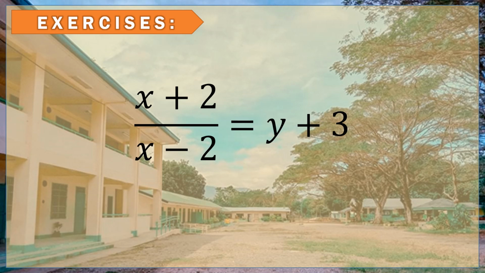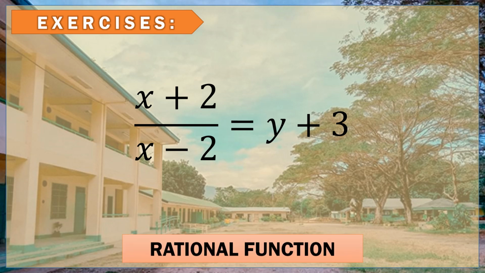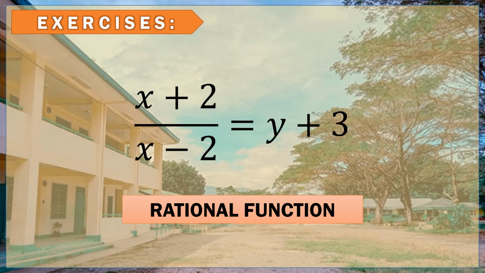Next, let's have x plus 2 over x minus 2 is equal to y plus 3. Is it rational function, rational equation, or rational inequality? Very good. That is rational function. Why? Ma'am, bakit po siya naging rational function? Meron naman po siyang number dito. Yes. But we used two variables, x and y. Yun yung isa pang palatandaan. Ano po? Kapag dalawa ang ating ginamit na variable, that is rational function. So, this is rational function. Next.